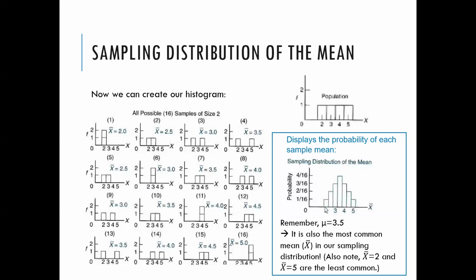Also note that these two are rare at the ends. But this is what I want to draw your attention to: the mean of that sampling distribution is equal to the population mean. This is a really cool feature, and I'll introduce a theorem later on that's very central to frequentist statistics.